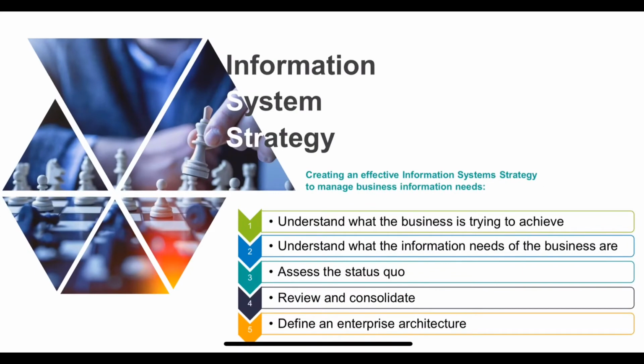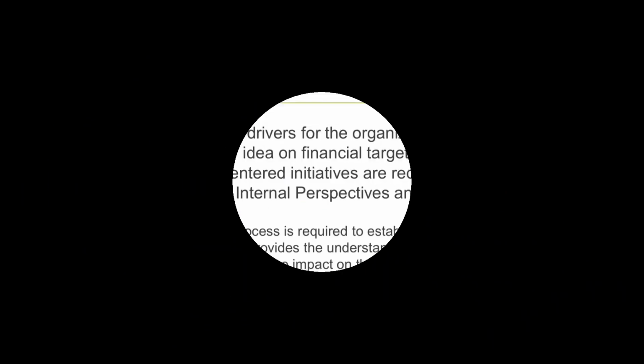Now, let us discuss how to create an effective information systems strategy to manage business information needs. The first one is to understand what the business is trying to achieve. Second, understand what the information needs of the business are. Third, assess the status quo, then review and consolidate, and define an enterprise architecture.